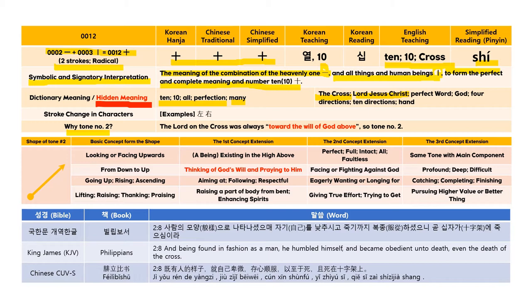Another hidden meaning is perfect word, God. Four directions, even more, 10 directions, and also hand. Please try to remember these hidden meanings of this character.